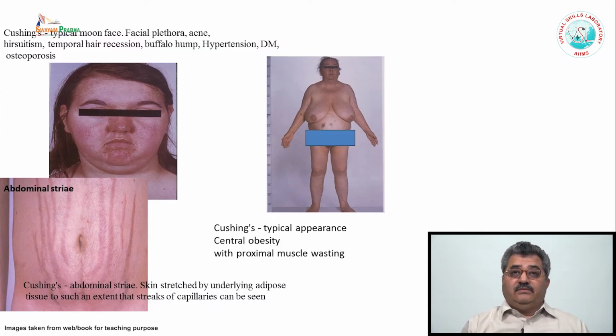The signs and symptoms are variable, but in the vast majority of patients the typical features are Cushingoid facies, the typical moon face. There is deposition of fat on the cheeks, around the eyes, and around the back of the neck, what we call the buffalo hump. There may be hypertension, diabetes mellitus, osteoporosis, muscle weakness. But the most typical feature is central obesity, and there is proximal muscle weakness. There is stretching of the skin, and the vessels are very prominent. These appear as striae on the abdominal wall.